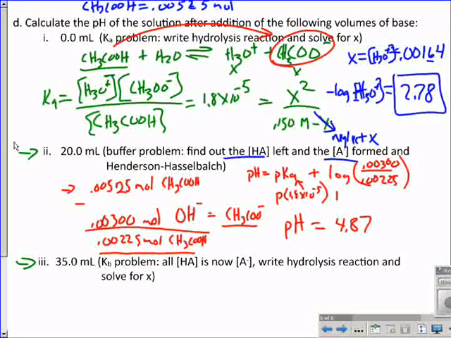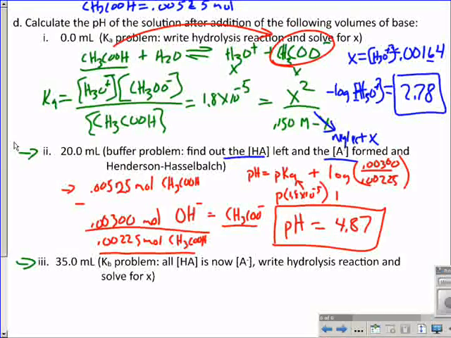So yes, I've added a base, and yes, I have gotten more basic, but that would be how basic I am, or I should say how acidic I am at that point. So yes, my pH did go up, I became more basic, but now at 20 milliliters addition of my titrant, I'm at 4.87 as my pH. So what I've got here is a Henderson-Hasselbalch problem.